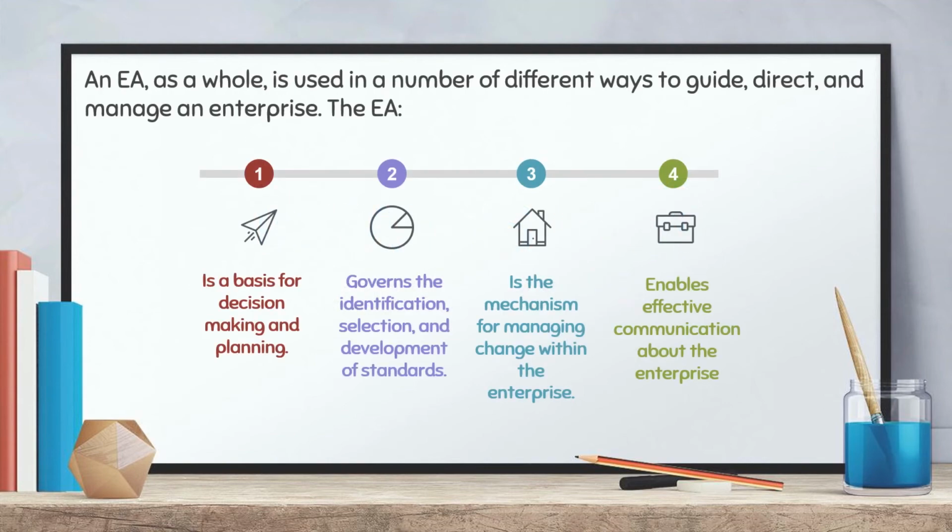So we apply EA in order to overcome the shortcomings that we have looked at before. So an EA as a whole is used in a number of different ways in order to guide, direct, and also manage an enterprise. EA is a basis for decision making and planning, and it can govern the identification, selection, and development of standards. EA is also a mechanism for managing change within the enterprise, and EA enables effective communication about the enterprise.